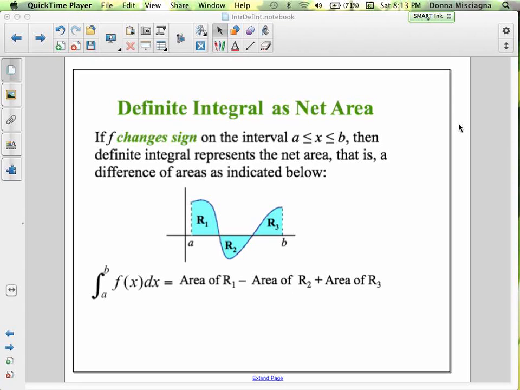Whether we integrated and evaluated or used a limit of Riemann sums, the negative areas would actually subtract themselves off. We would only be left with the net change. What if we wanted to know all of those areas as areas? Well, then we would have to make that an absolute value, and so then we'd be adding that R2 in.